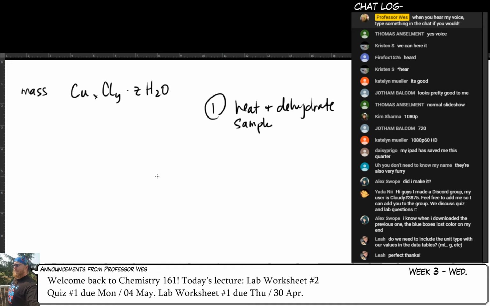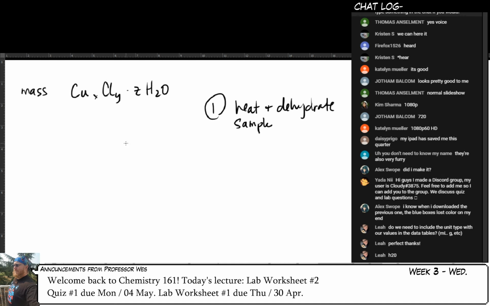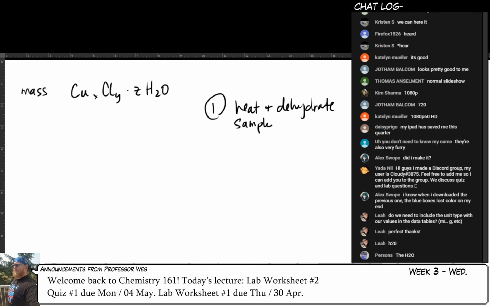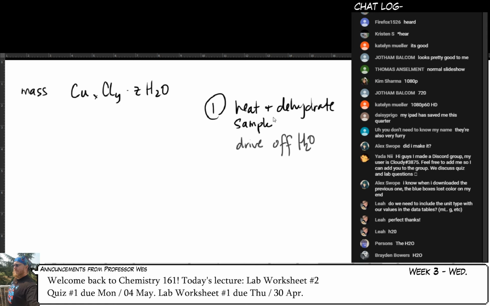Now, what does it mean to dehydrate something? If I heat this up, which part of my formula here is just going to disappear? Oops. People are answering, and it's behind my window, and I can't see it. Yeah, it's going to be the water. So if I heat and dehydrate the sample, I will drive off the water. I thought I chose blue for that. That's the sketch color. There we go. So we're going to drive off the H2O.